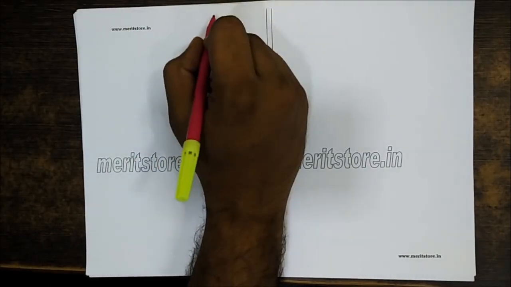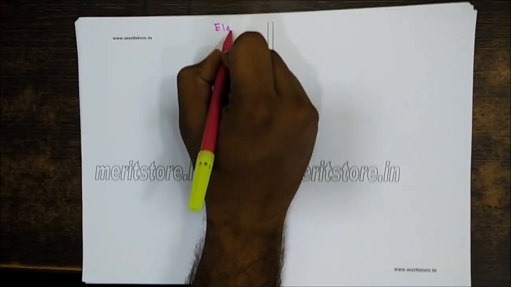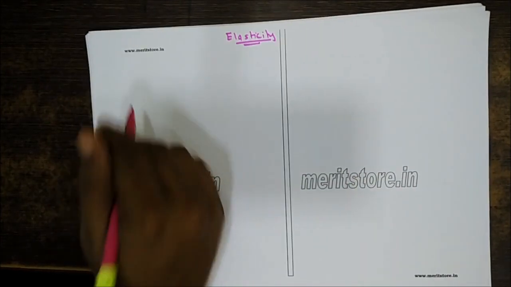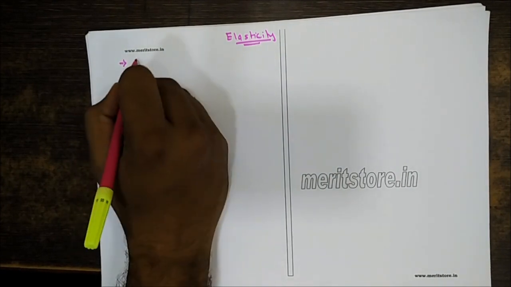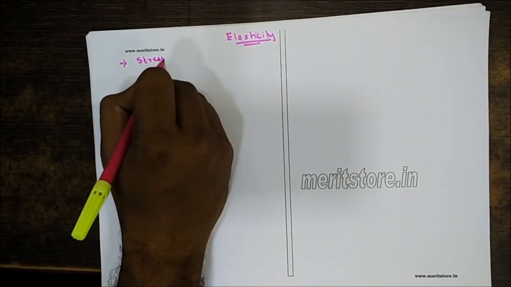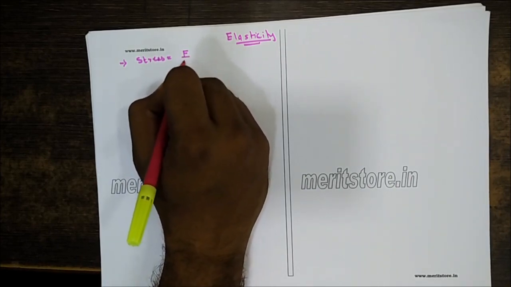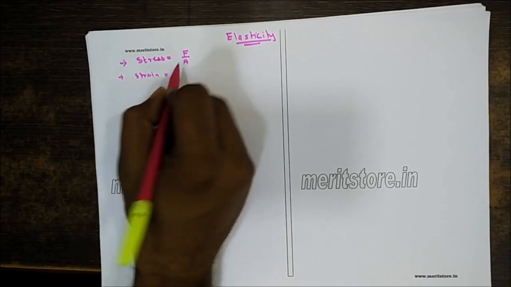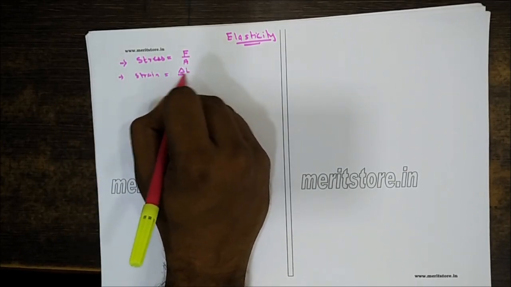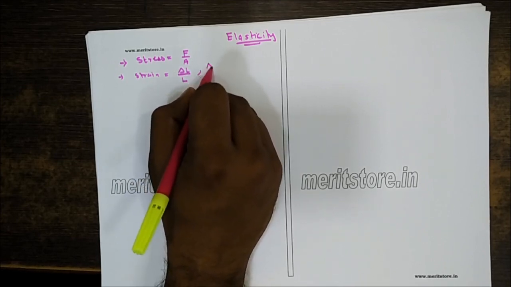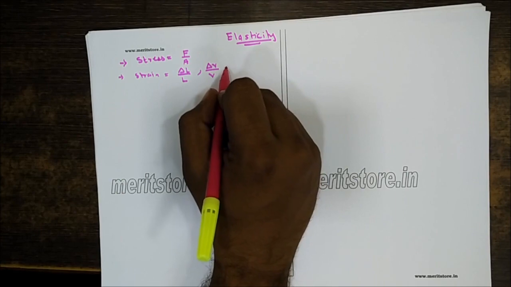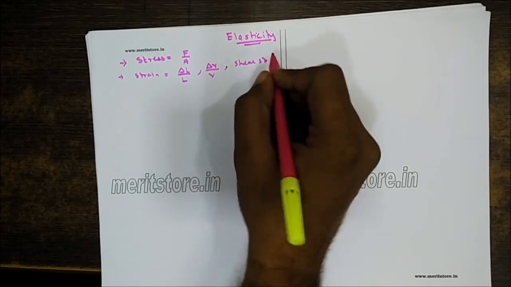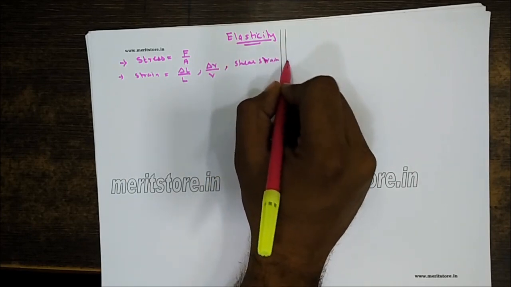The next chapter is elasticity. The most important formulas we'll see: stress is equal to force upon area, strain is equal to delta L upon L or delta V upon V. Also shear strain, that is theta.